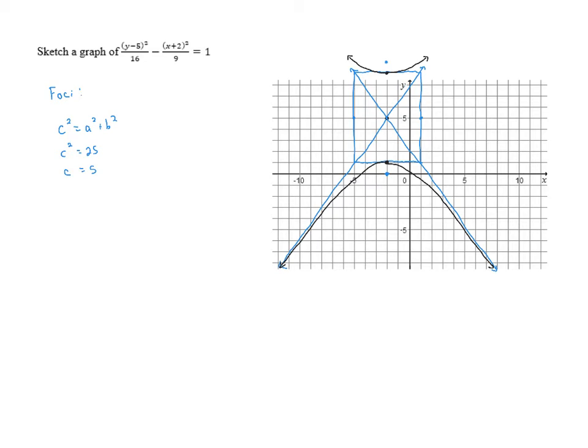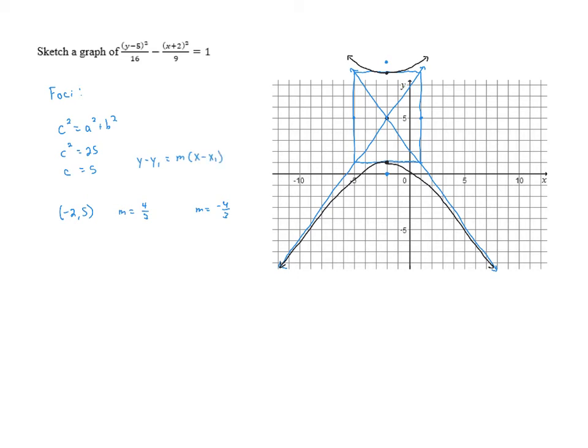Now the asymptotes end up being a little bit more work. If we look at the asymptotes here, we can see that both of them go through the point (-2, 5), and the slopes of them are going to be 4/3 and -4/3. So for each of those, if we want to find them, we need to use point slope form. So they both go through the point (-2, 5), but one of them has slope +4/3 and the other one has slope -4/3.